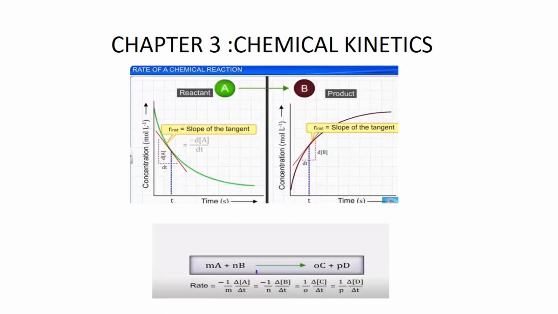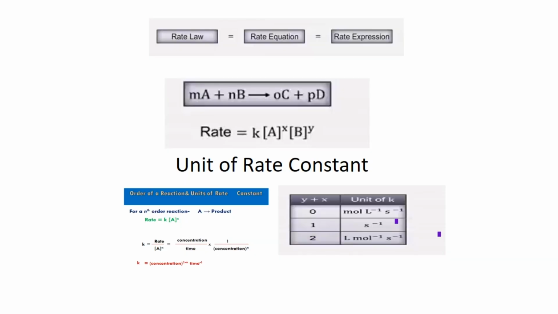The rate of reaction is given by the decrease in concentration of the reactant or the increase in concentration of the product. Do note that the stoichiometric coefficient should be written as 1 by the number. The rate of reaction can also be expressed in the form of rate law. Rate is equal to K, concentration of A raised to X, concentration of B raised to Y, where K is the rate constant, X plus Y gives the order of the reaction. Do learn the various units for the rate constant depending on the order.